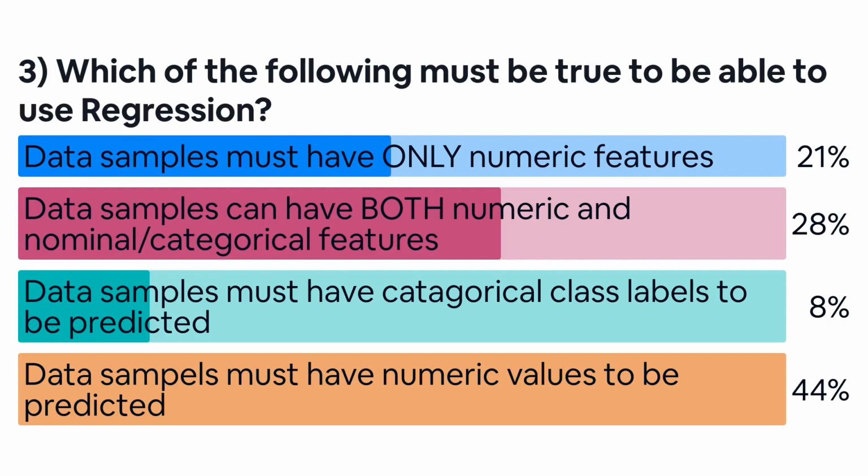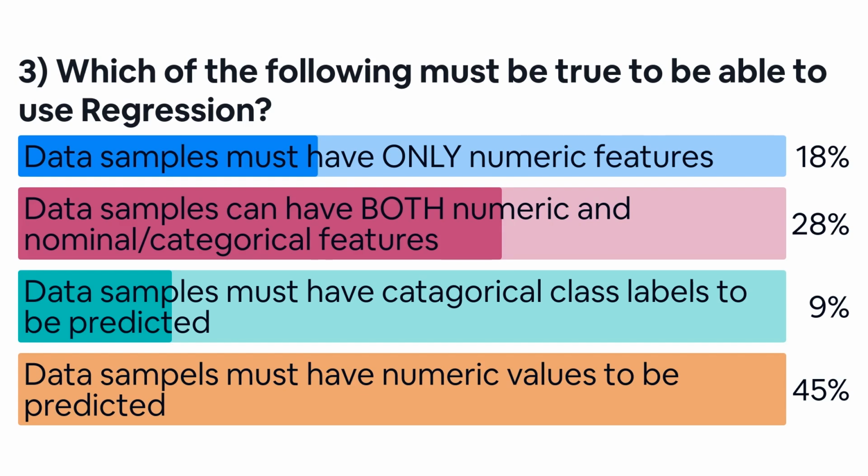That was wonderful. So 44% pick data samples with my typo in there must have numeric values to be predicted. Easy. That's what we've been talking about. Now from the rest, data samples must have only numeric features? Not really. You have to have a numeric value that you want to predict, but the rest of the features, do they have to be numeric? No. They can be either categorical, nominal, or numeric. You can have a mix of both.